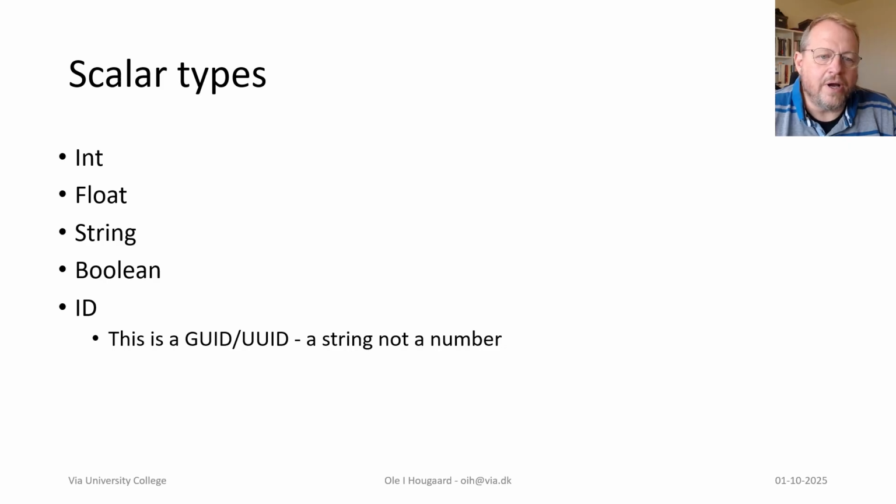Now, UUIDs are actually numbers, but they're hexadecimal numbers of such a length that we represent them as a string. So you don't expect to get something like 7, you expect it to be a string. But otherwise these are scalar types. You know how scalar types work.